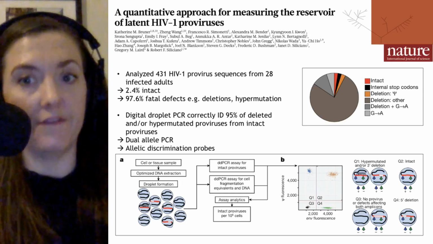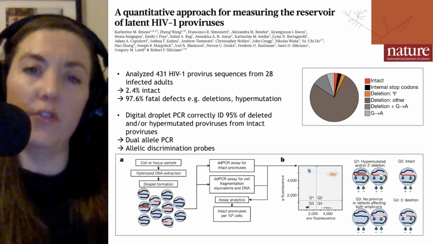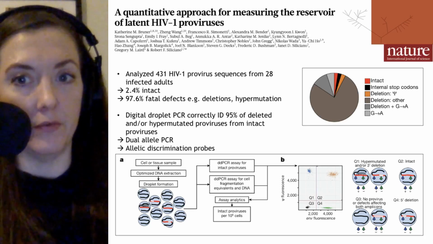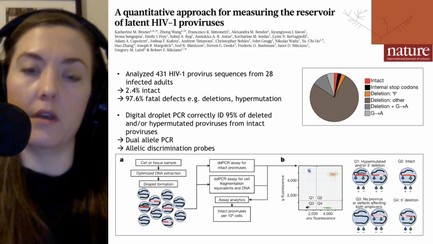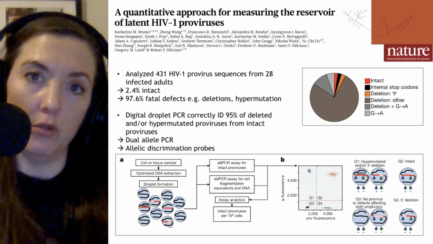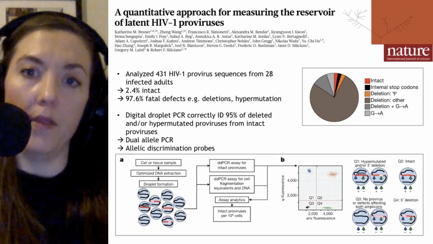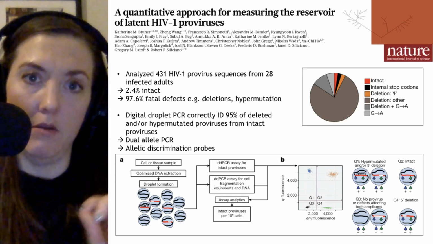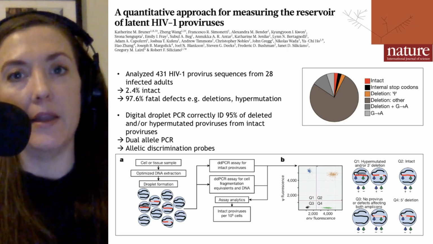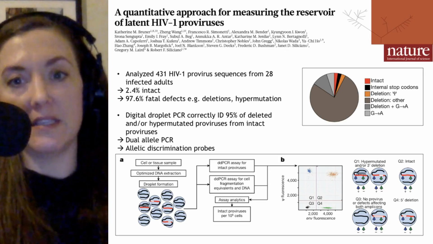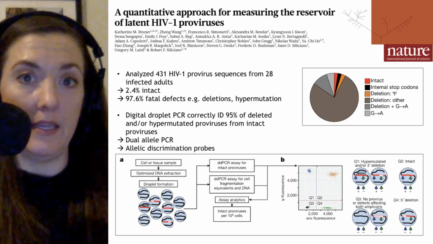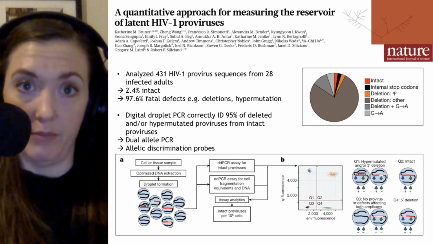They had deletions either on the 5' end or the 3' end, or certain hypermutations that were particularly associated with defective viruses. And so the assay involves a dual allele PCR. So they do two different PCRs, one that would detect differences in some of the sizes, and one that is going to be able to amplify regions that are particularly susceptible to that hypermutation. And then they can look at the differences in product length for any potential deletions.